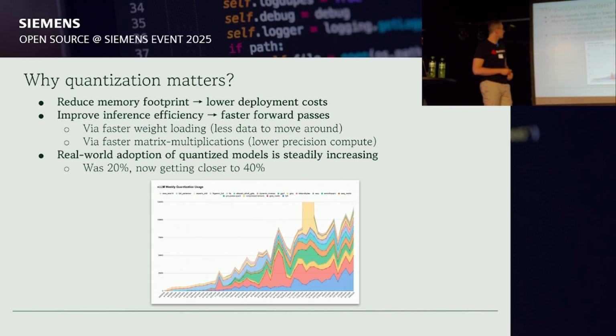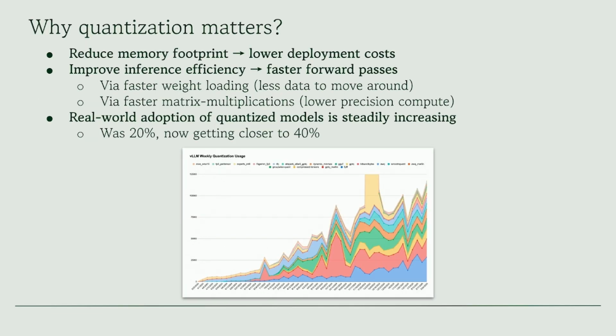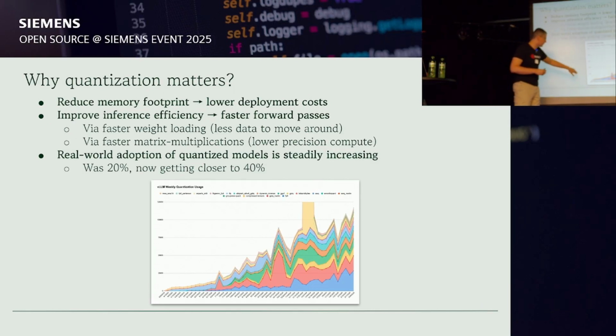And the final piece here is that the real-world adoption of quantized models is steadily increasing. This is usage statistics from vLLM. All the different colors, you shouldn't be able to read this, just represent different quantization schemes which are supported in vLLM and which people are using. This is ranging from February last year to February this year, so it's steadily going up.